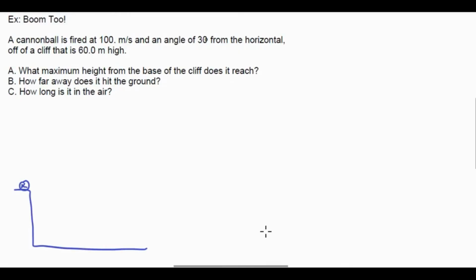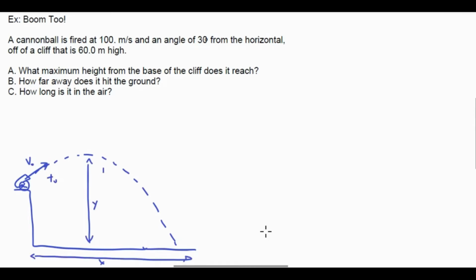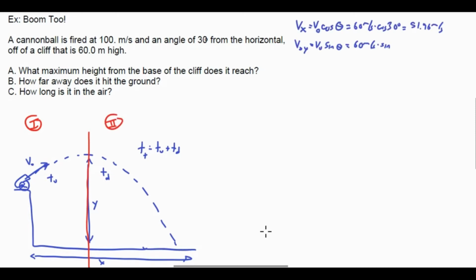This next problem is asymmetric. We have a cannonball fired at an angle from on top of a cliff, and we want to know how high it gets from the ground, how far it goes, and how long it took. It's probably easiest to treat this as two separate problems, one on the way up and one on the way down. And of course, the first bit of math is to separate the initial velocity into x and y components.